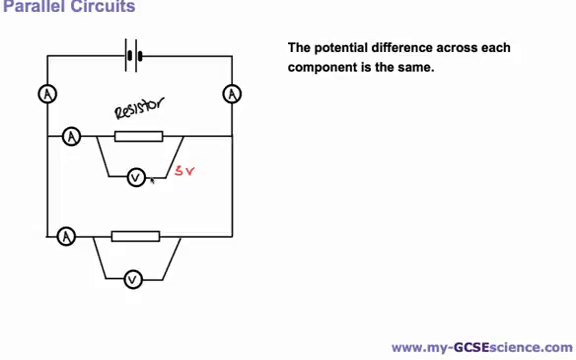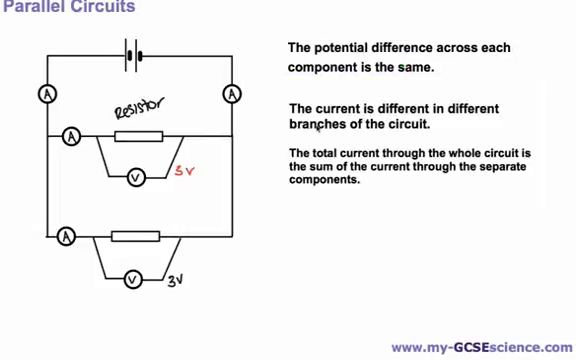So if the potential difference here is 3 volts, over here it's also going to be 3 volts. Okay, so that's applying that first rule. The second rule sounds a little bit more involved and a little bit more complicated, but it's actually not. It says the current is different in different branches of the circuit, and the total current through the whole circuit is the sum of the current through the separate components.